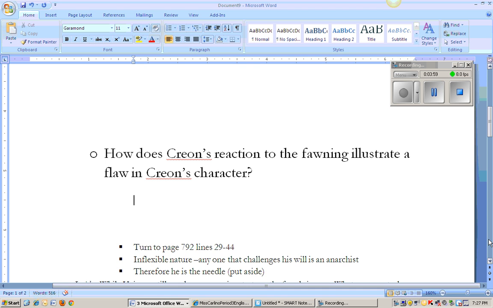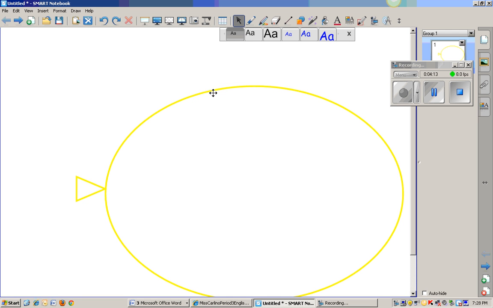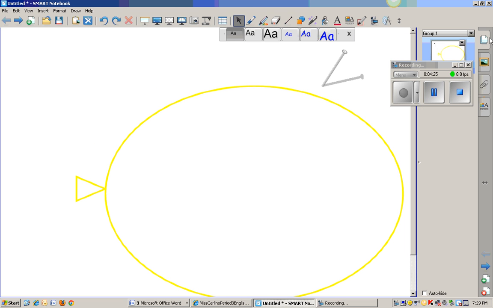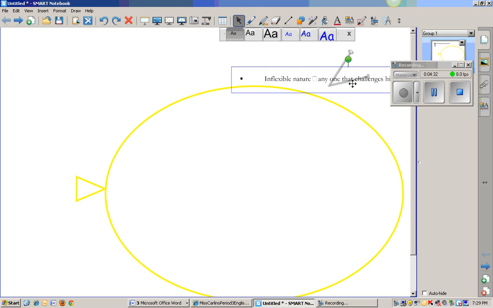For Creon, he shows without a doubt his inflexible nature. Anyone that challenges his will is characterized as an anarchist, and thus he is a needle in this diagram. While this is Haemon's argument on the outside, you should have some text here: Creon represents a needle. I cheated because I don't think I can draw a needle very well, so I used a nail. That's Creon, and what you should write by Creon is that this represents his inflexible nature.